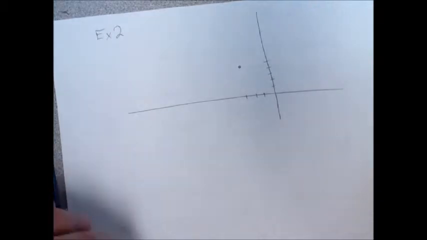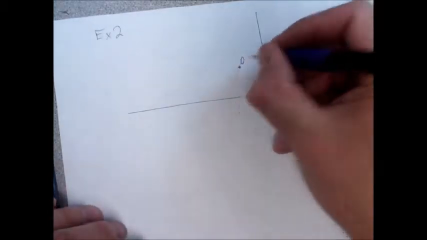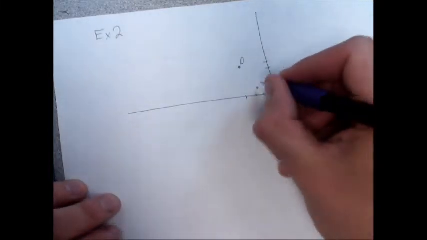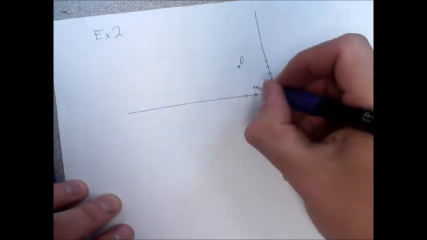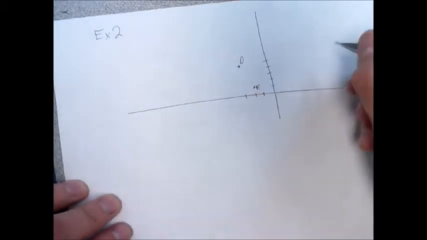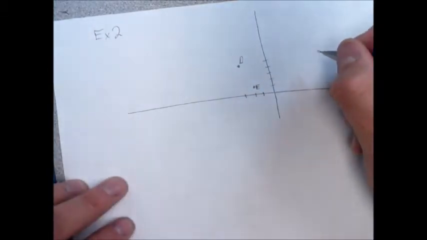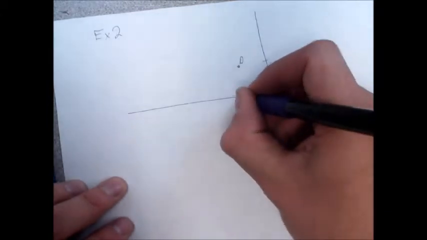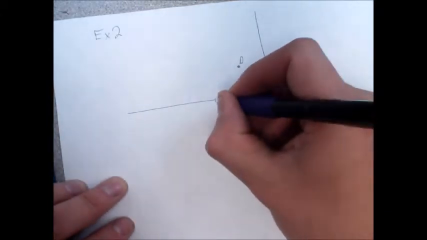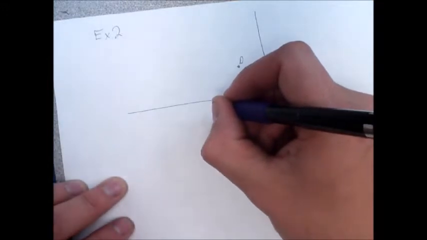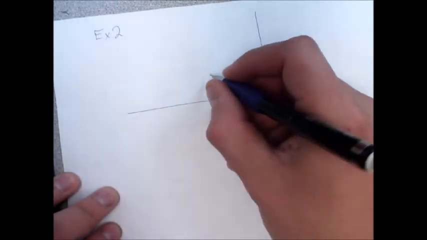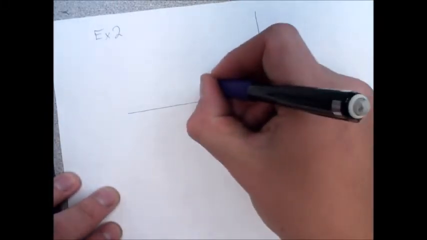Next point is at, that was D. Next point is at -2, 1, and that's E. Oops. This is E. Last point is at -7, 3, so I need to go out quite a few more. 1, 2, 3, 4, 5, 6, 7. And we're going to go up 3, 1, 2, 3. So here we go. And that was point F. So here's my triangle.